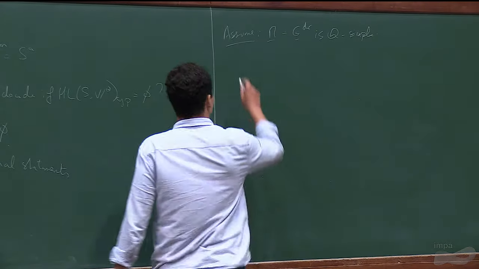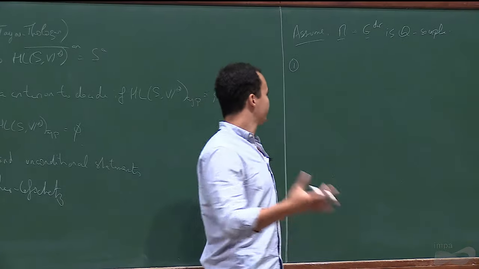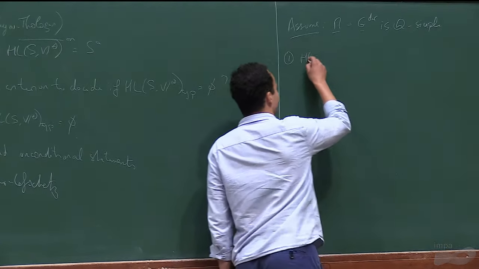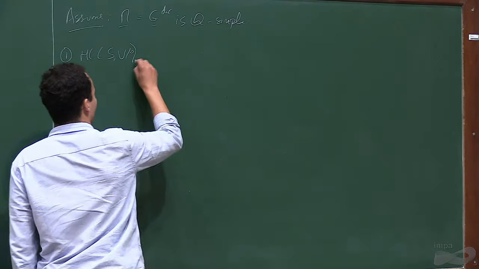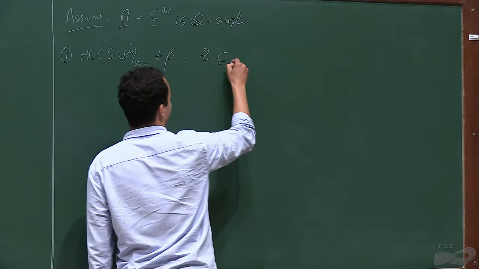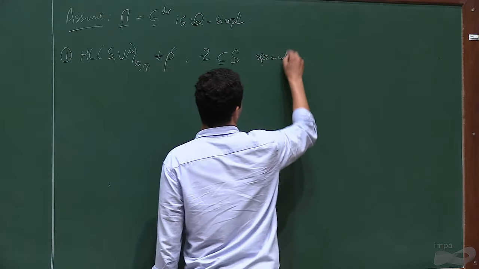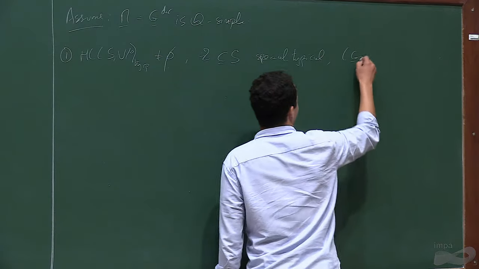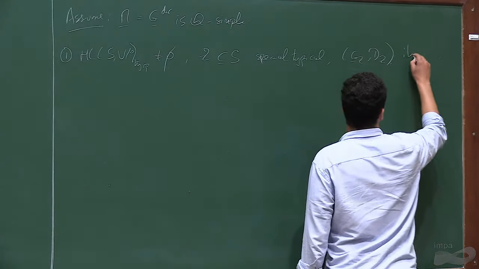So first, let's think about what's necessary to have a non-empty typical Hodge locus. Let's assume that this Hodge locus, the typical part, is non-empty. Then it means that I have some special typical subvariety Z in S, special and typical, and let's denote by GZ, DZ its generic Hodge datum.